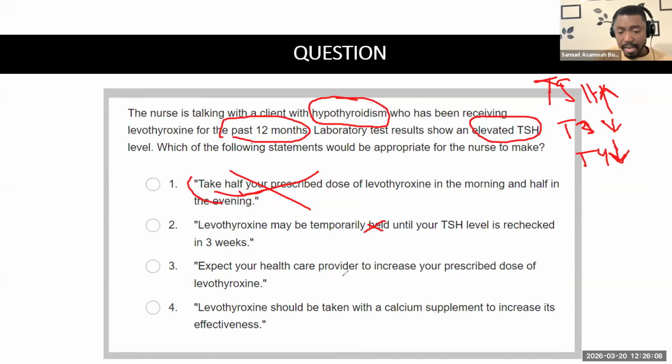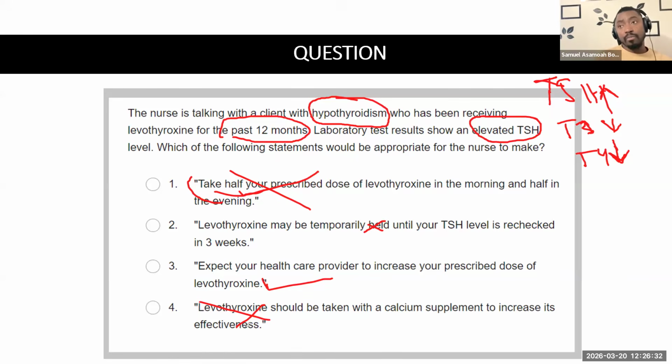Expect your healthcare provider to increase your prescribed dose. This is quite in line with my thought. What do you think? Yes. Because I think probably the dose is too small. It's not working enough. Levothyroxine should be taken with a calcium supplement to increase absorption. I don't know about this. What about you? No, I don't know. Calcium will rather reduce the effectiveness.